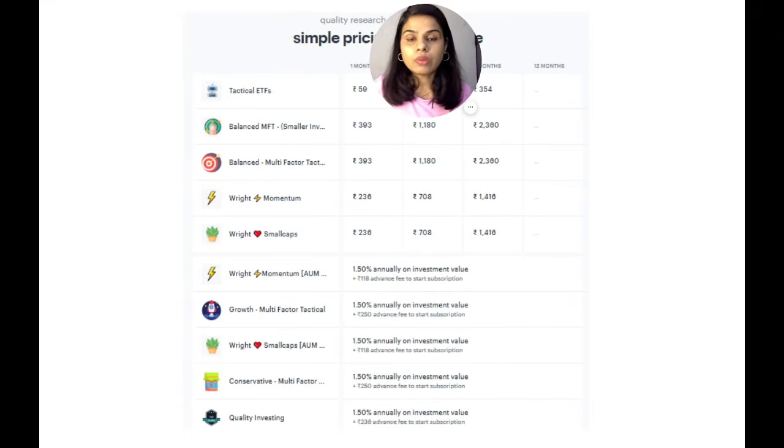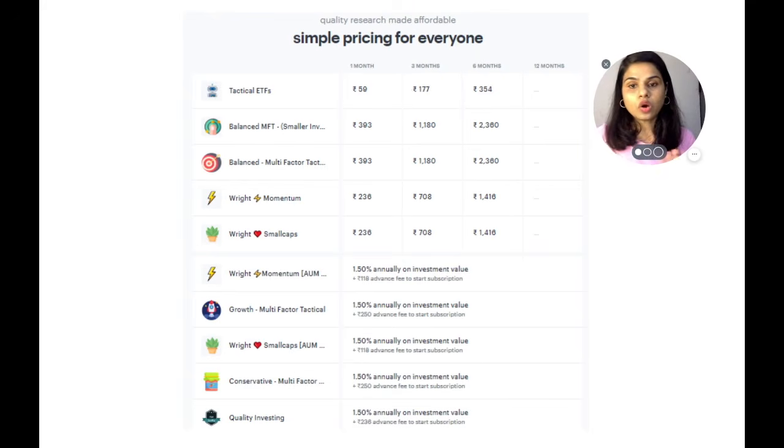Now, talking about the pricing of these portfolios, all our product prices have been listed here. I talked about each of these pricings during the video as well, and you can look at these portfolios and find the pricing for them.